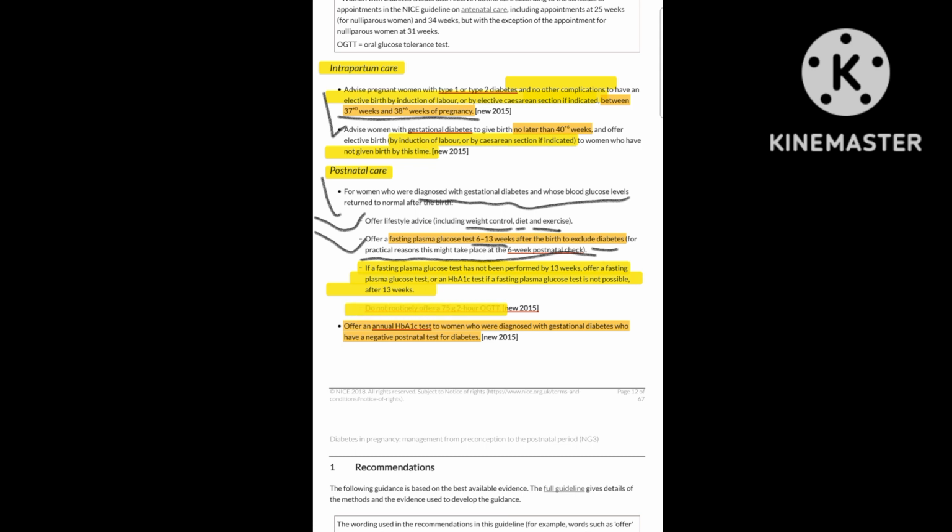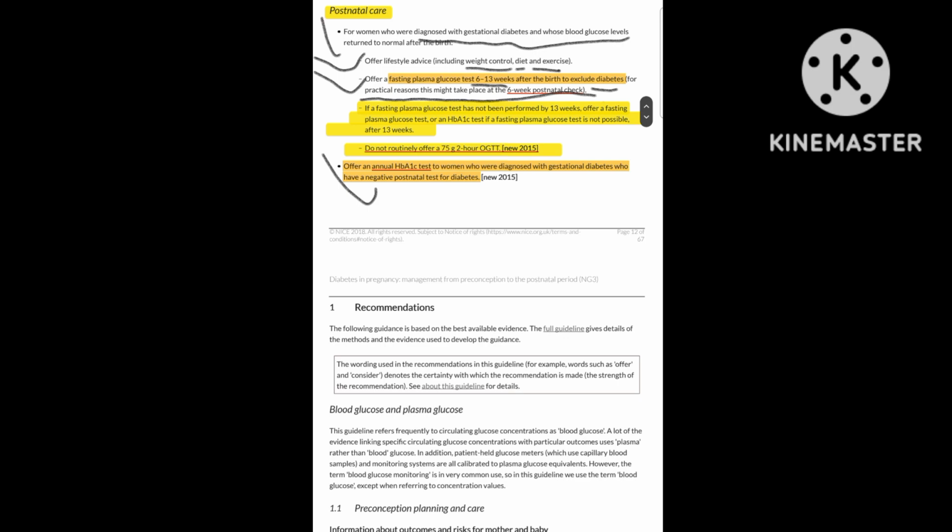Do not routinely offer a 75 gram 2-hour OGTT. Offer an annual HbA1c test to women who were diagnosed with gestational diabetes who have a negative postnatal test for diabetes.